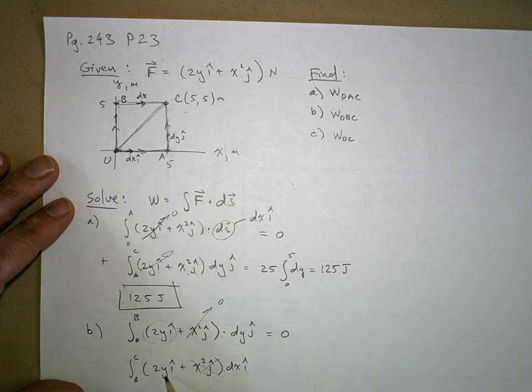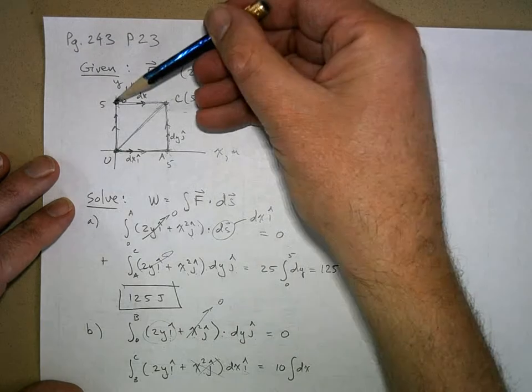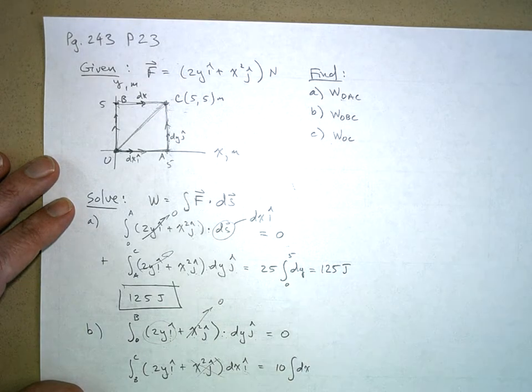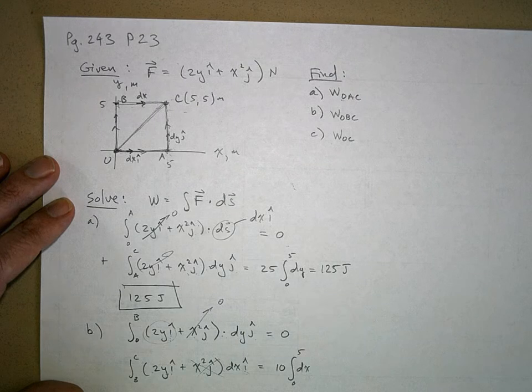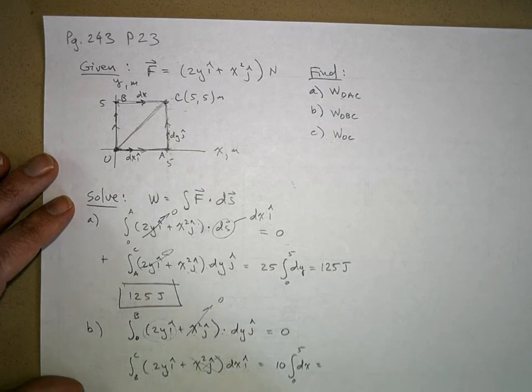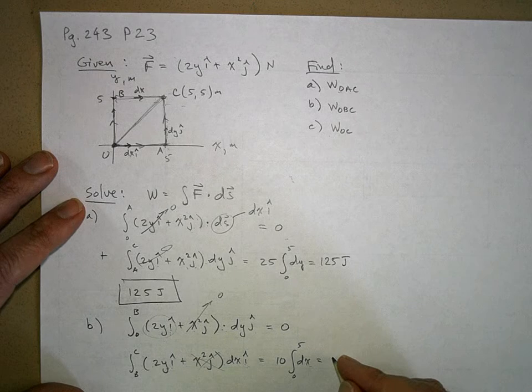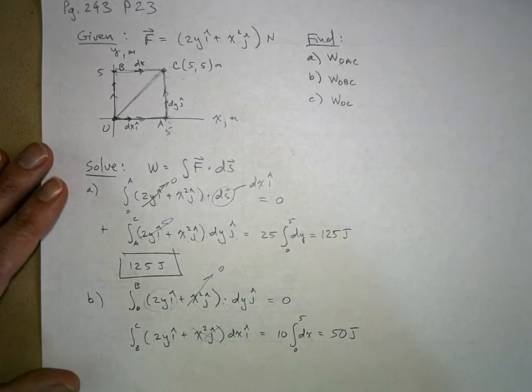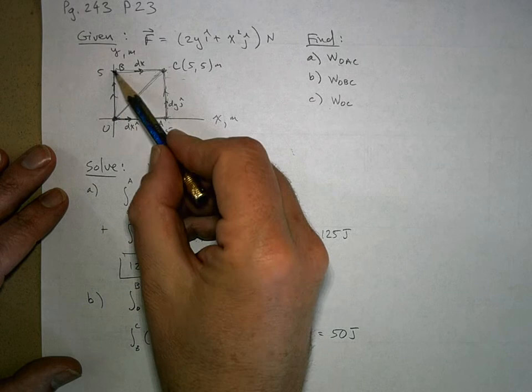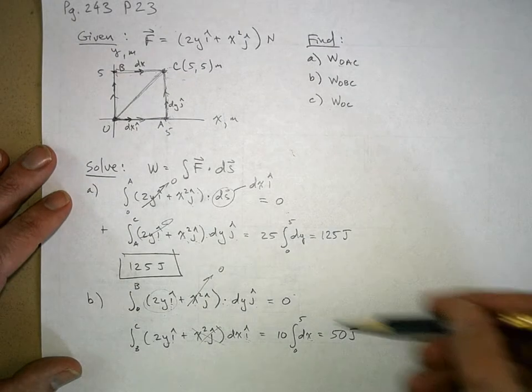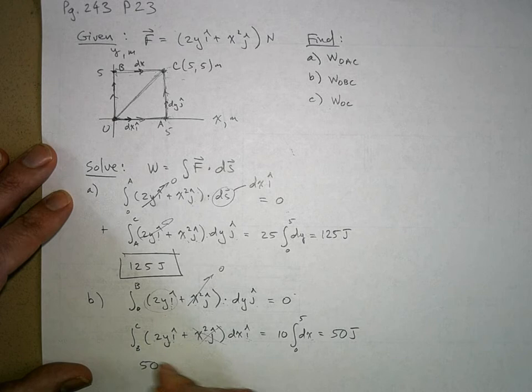And what is y this whole time? Y is just equal to 5. So 2 times 5 is 10. So this is going to be equal to 10 times dx. And what is x going to vary? X is going to go from 0 to 5. And so this is just going to be 10 times 5. This is going to be 50 joules. And so my answer, when I go from O to B to C, is 0 plus 50 joules. So my answer is just 50 joules.